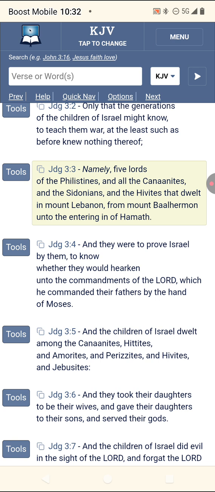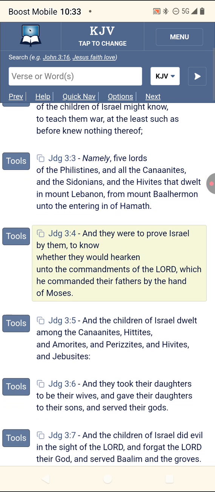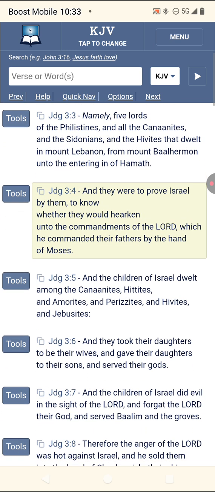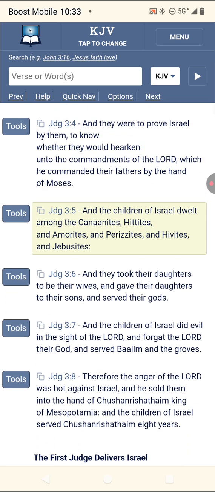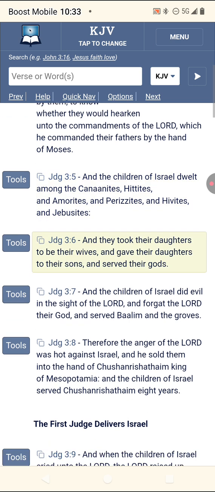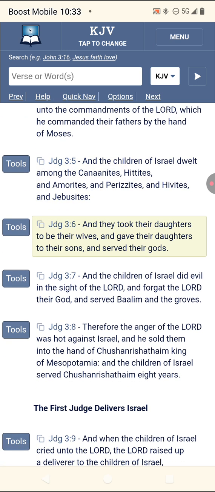But it says, namely, 5 lords of the Philistines, and all the Canaanites, and the Sidonians, and the Hivites that dwelt in Mount Lebanon, from Mount Baal Hermon unto the entering in of Hamath. And they were to prove Israel by them, to know whether they would hearken unto the commandments of Yahweh, which he commanded their fathers by the hand of Moses. And the children of Israel dwelt among the Canaanites, Hittites, and Amorites, and Perizzites, and Hivites, and Jebusites. And they took their daughters to be their wives, and gave their daughters to their sons, and served their gods, which is just going off.